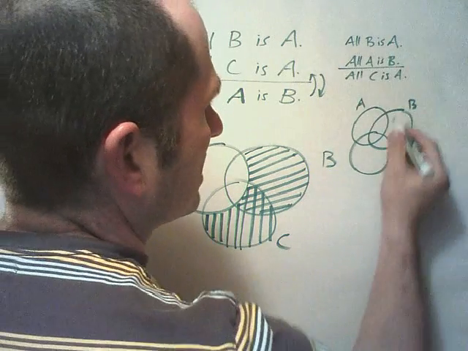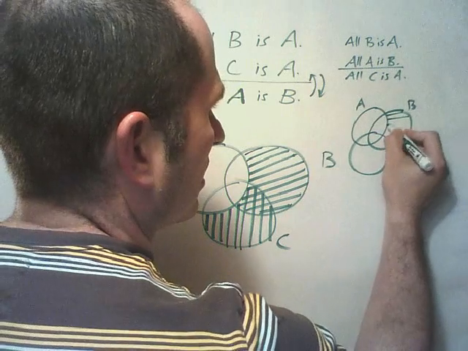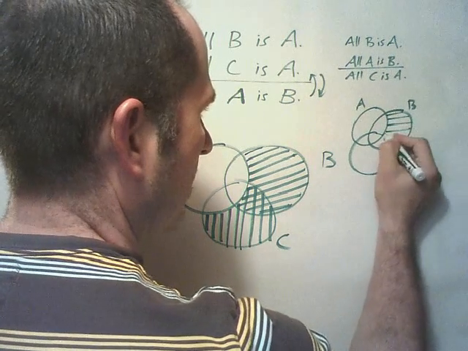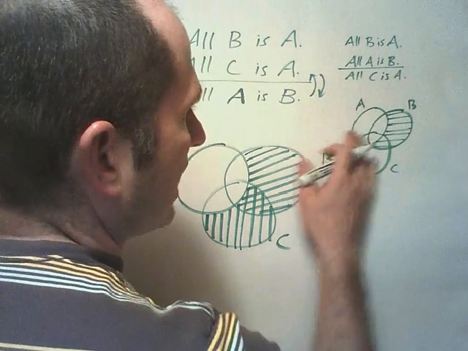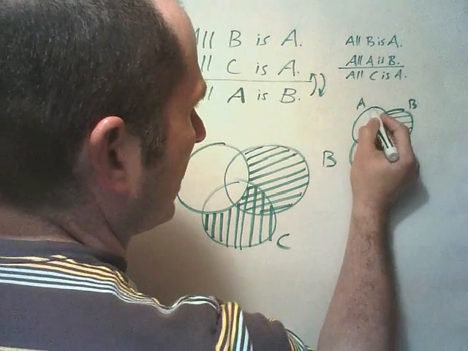So let's draw all B is A. B, A. You know, this one so far is the same as this one started out. Okay. Now let's draw all A is B. So everything in the A circle has to be inside the B circle. So now we have to do this. See?